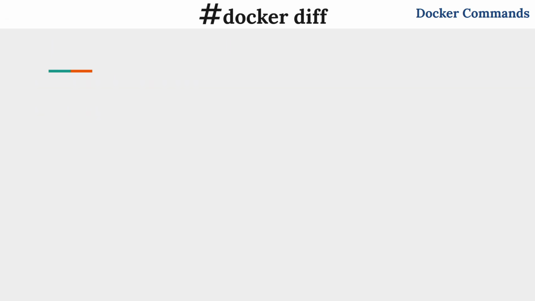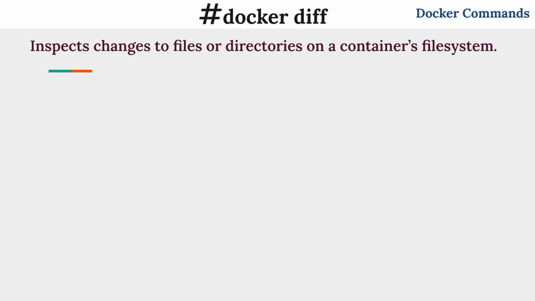The Docker diff command in Docker is used to inspect changes made to the file system of a container. It shows the differences between the container's file system and its base image file system. Here's how you can use the Docker diff command. Let's see the syntax. docker diff container: the ID or name of the container whose file system changes you want to inspect.